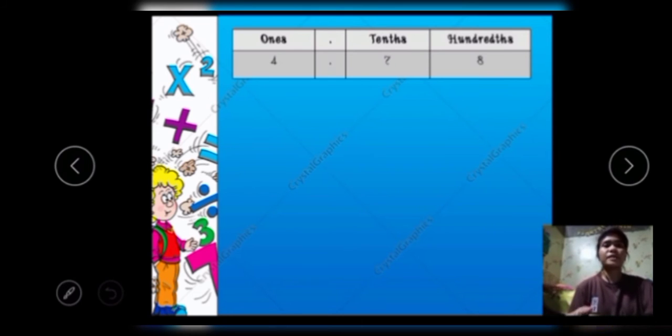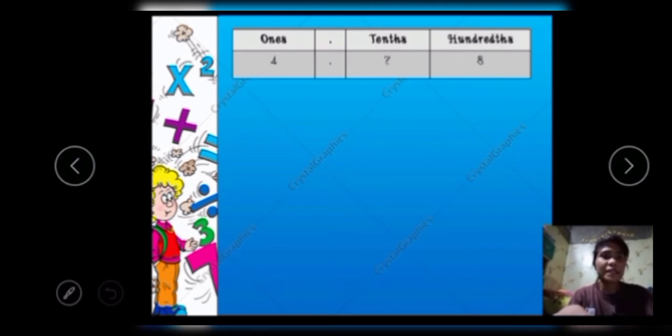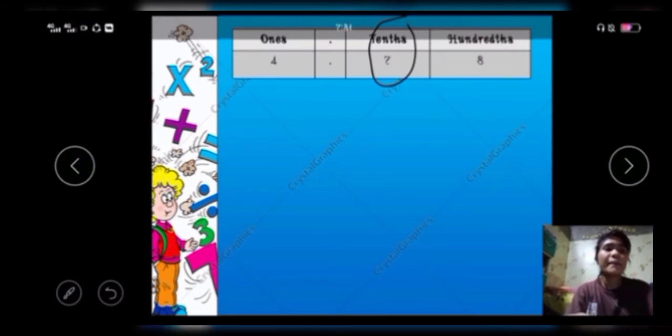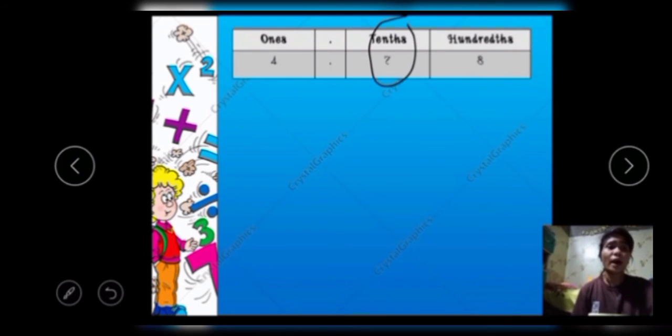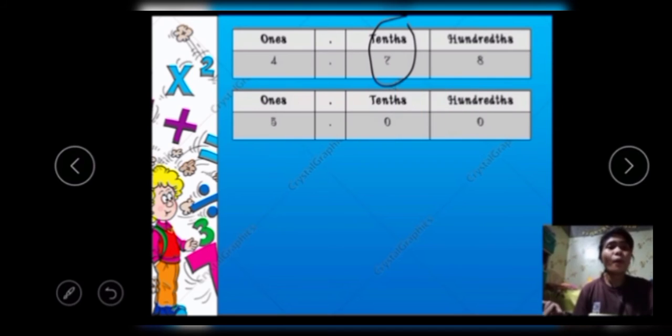Now, we have here an example, which is 4.78. So, in the tenths place, we have here 7. 7 is greater than 5. That's why we get 5.00.